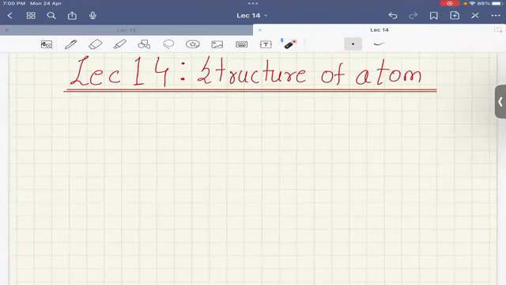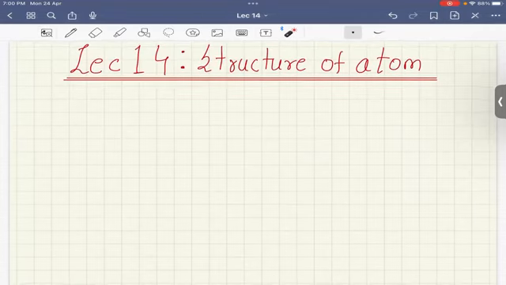So in today's class, we are going to see the shapes of these orbitals, right? In the previous class, we discussed the difference between orbits and orbitals, and then we studied quantum numbers. In today's class, we are going to study how these electrons are distributed in these orbitals and orbits. So we are going to study some principles, right? First, we are going to study the shapes of the orbitals.